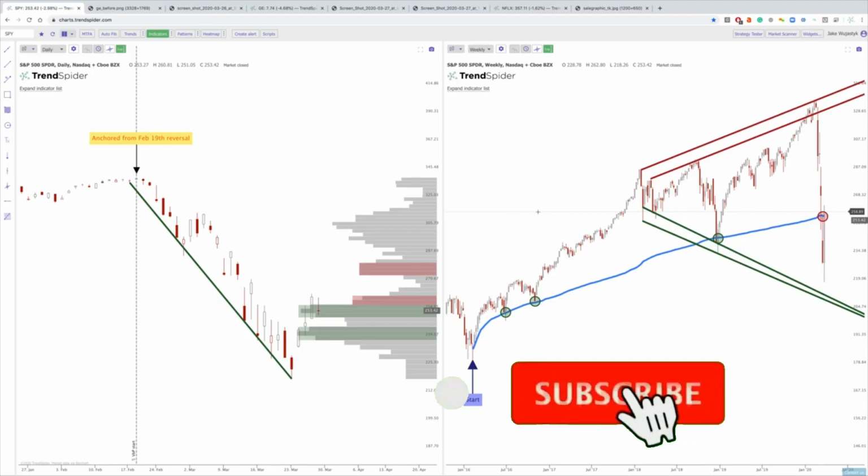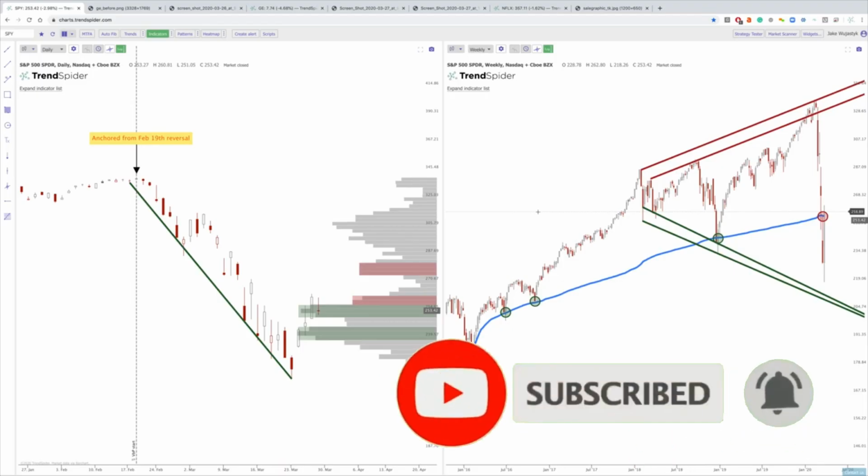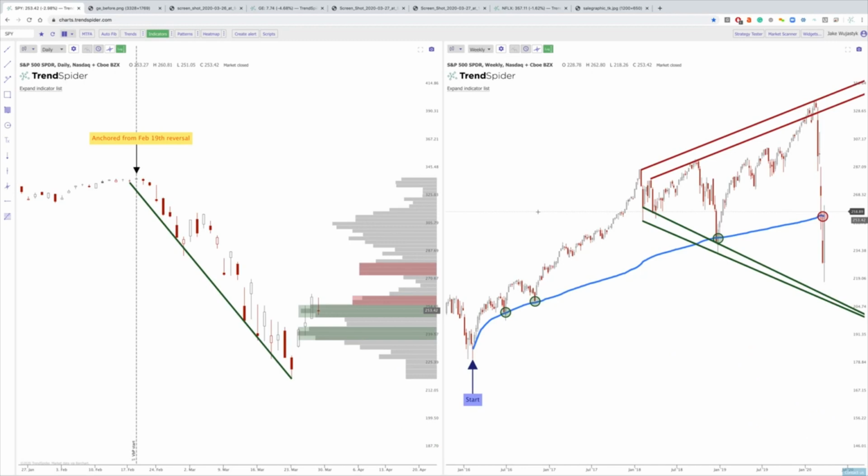Hey everybody, Jake with Trendspider. Hope everybody is staying safe and healthy out there. I wanted to do another video today on the S&P 500 ETF, SPY, to just go over what happened this week and what the chart looks like into next week. I also want to go over a couple case studies from last week that may help you understand some of the things that we go over today, such as the anchored volume by price.